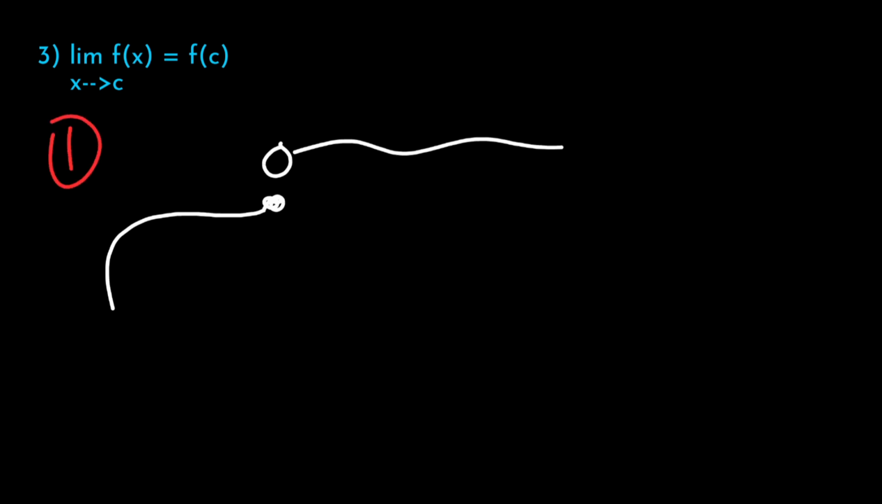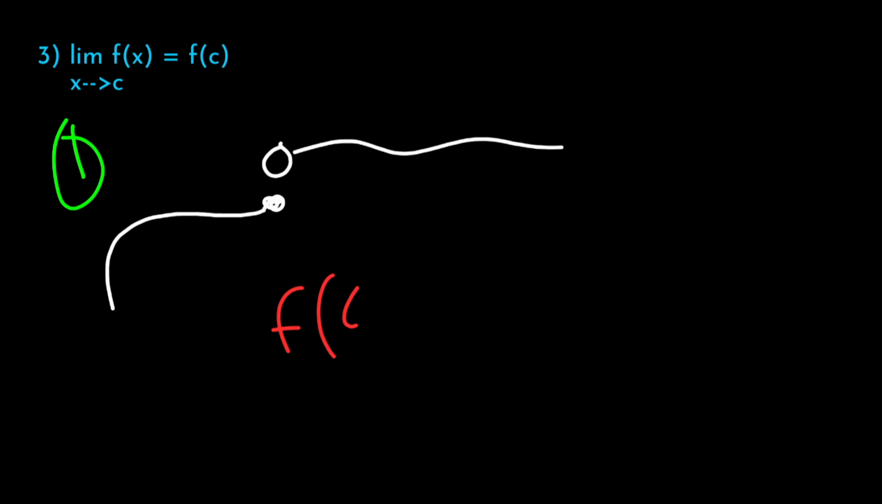Let's see. Does f of c exist? Yeah, f of c exists. It does exist, so condition 1 is true, right? It passes condition 1, so I'll put this in green here. Passes condition 1. So it passes condition 1. Good.